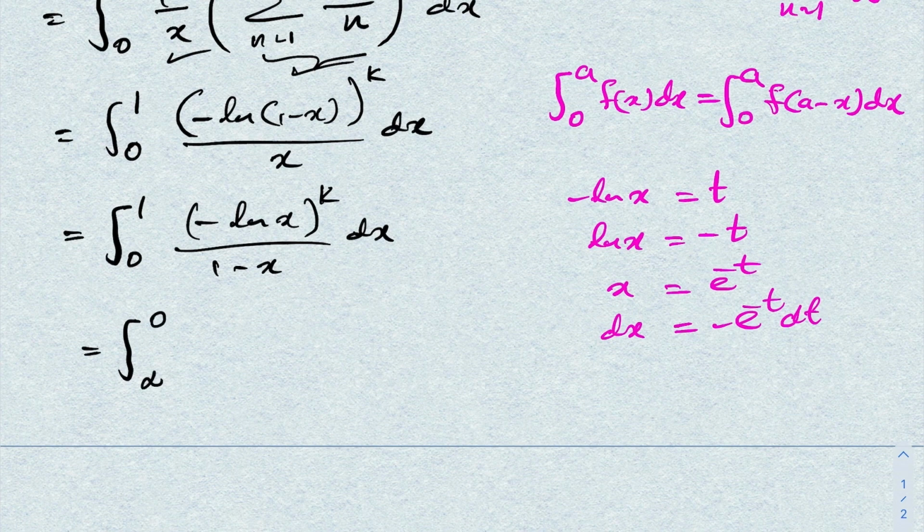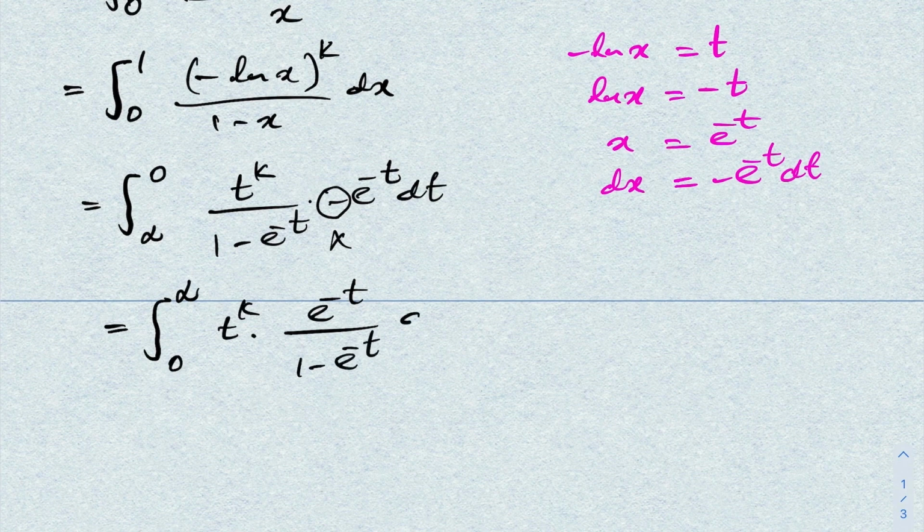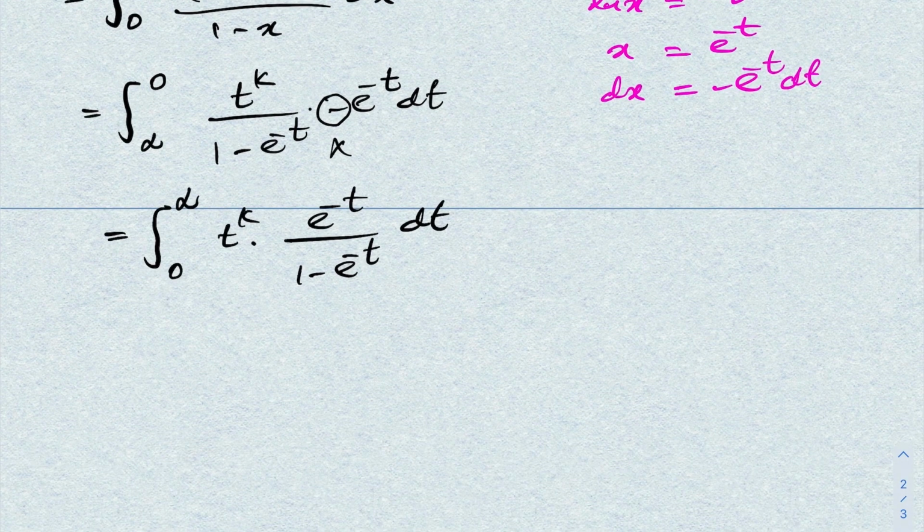So minus natural log of x we know is t, so t to the k power over 1 minus x, we know e to the minus t, dx we know is minus e to the minus t dt. Okay, then we can switch the lower limit and upper limit to 0 to infinity. When we switch the limits, this minus sign gets cancelled. So we have t to the k times e to the minus t over 1 minus e to the minus t dt. Then we can represent this part as an infinite series.